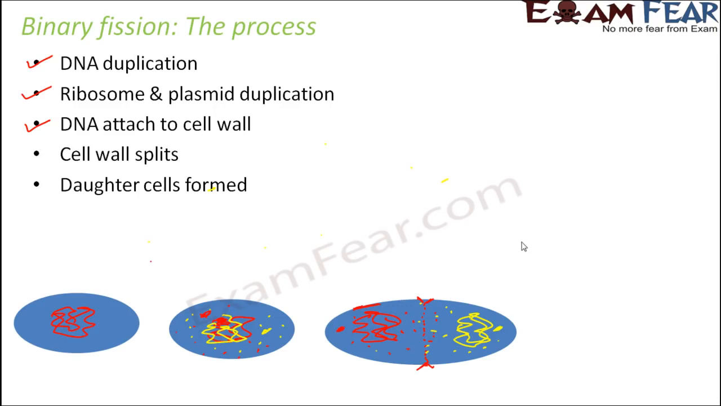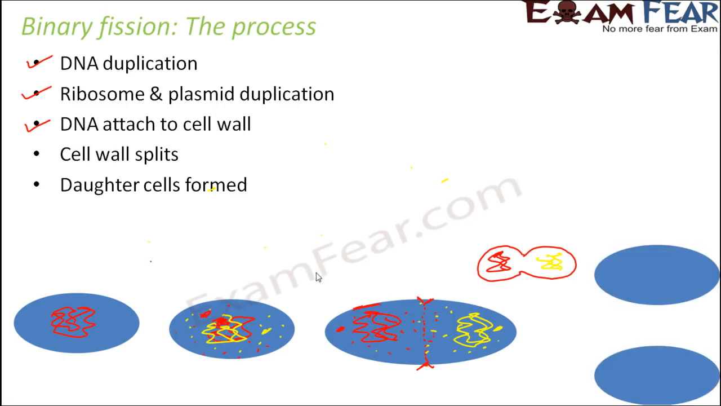So how do they split? An intermediate stage comes somewhat like this. So this entire thing looks somewhat like this. This is your one cell. This is how it splits. Gradually this split completely divides it into two daughter cells.